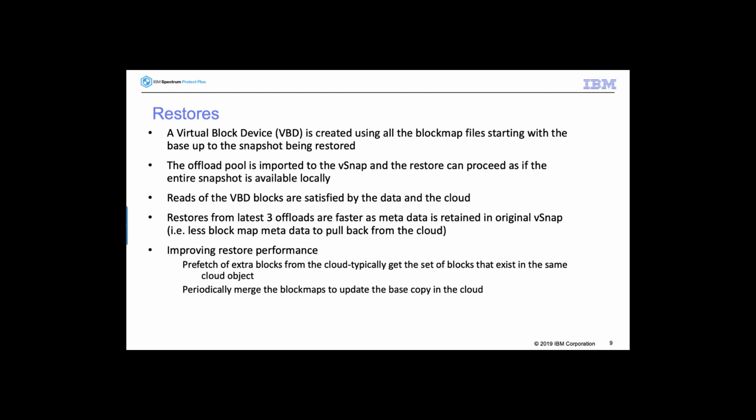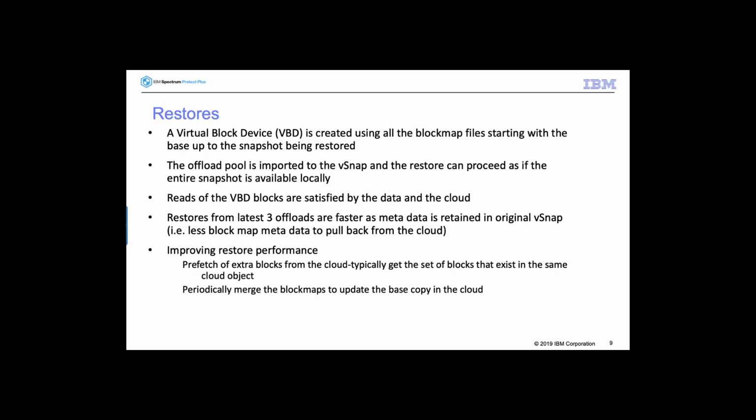Now, the opposite of sending the data to the cloud is a restore. When a restore runs, a VBD is going to be created using all of the block map files, starting with the base up to the snapshot being restored. That offload pool is then imported into the vSnap, and the restore can proceed as if the entire snapshot is available locally. The reads of the actual data, however, are going to be satisfied by the data that is stored in the cloud provider or Spectrum Protect.